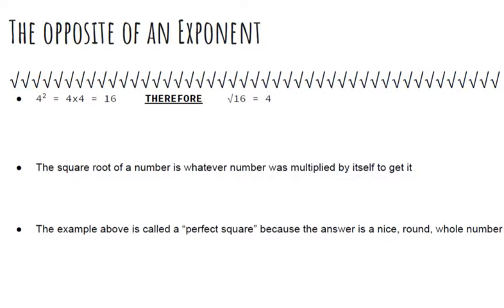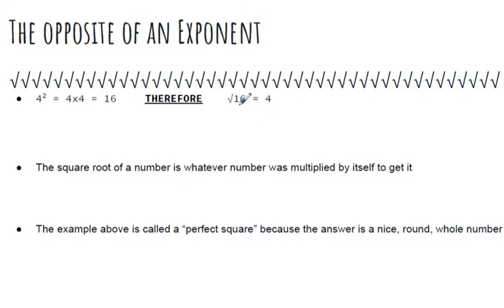So what is a square root? It is the opposite of squaring a number. If you remember, squaring a number is multiplying that number by itself. For example, down here we've got 4 squared, which really means 4 times 4, which comes out to 16. So the square root of 16 is 4. The square root is whatever number was multiplied by itself to get 16, in this case 4. All right, so that's what the square root is.